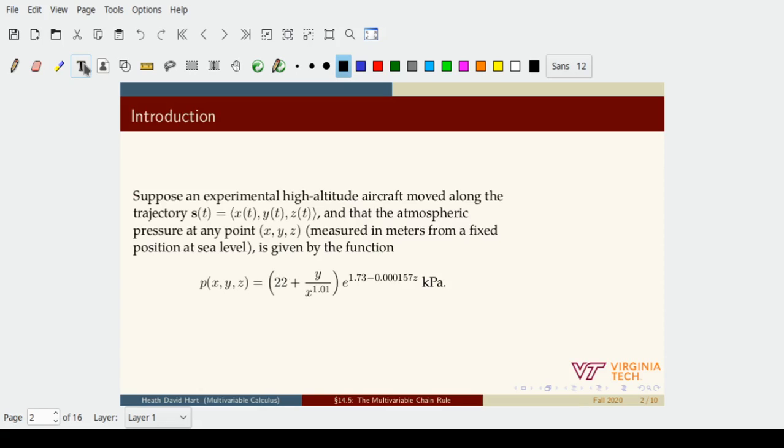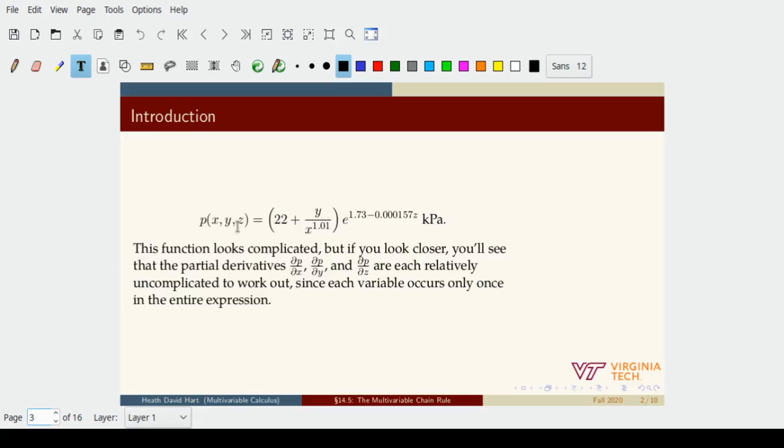So, suppose we have an experimental high altitude aircraft and it moves along this trajectory here. And the atmospheric pressure at any point along this trajectory is given by this function in kilopascals. Now, this function looks complicated, but if you look closer, the x only appears one time in the function, the y only appears one time in the function, and the z only appears one time in the function.